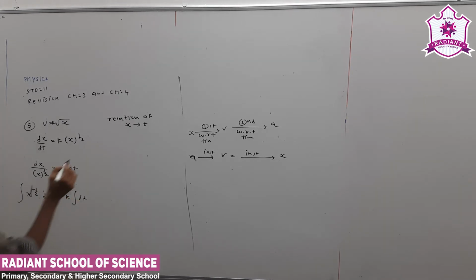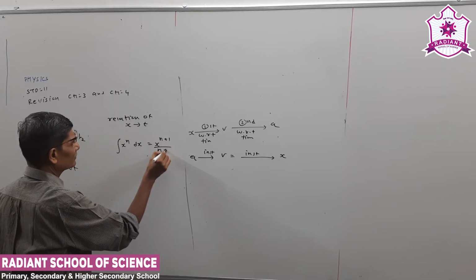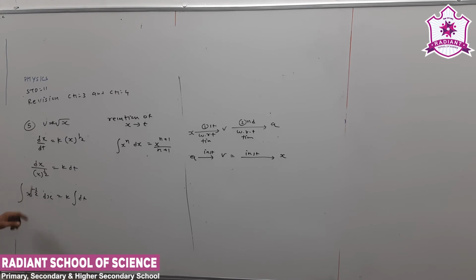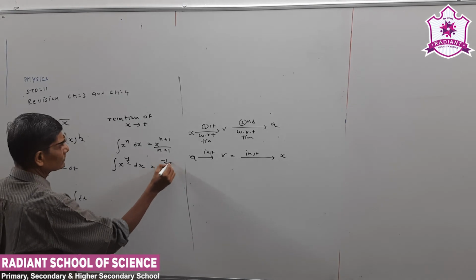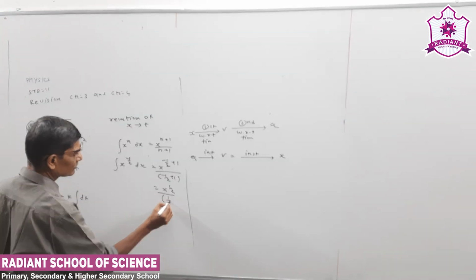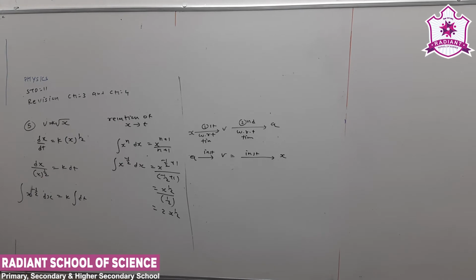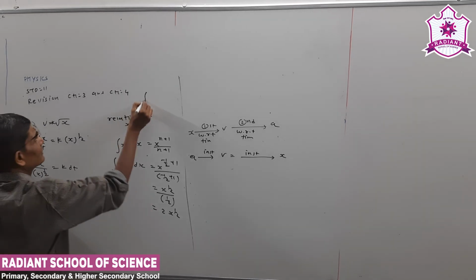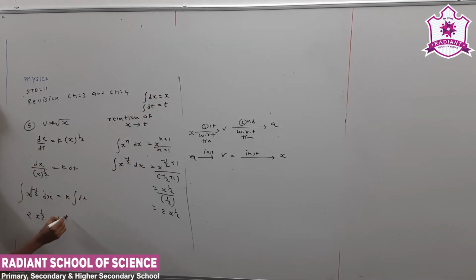Now recall the formula of integration. x raised to n dx is x raised to n plus 1 upon n plus 1. Okay, so what is the value of n here? Minus 1 by 2. Okay, so it will be 2 into x raised to 1 by 2. Okay, so 2 into x raised to 1 by 2 is k. Integration dt is t. Now just as integration dx is x, integration dt is t. Okay, so that will be kt.